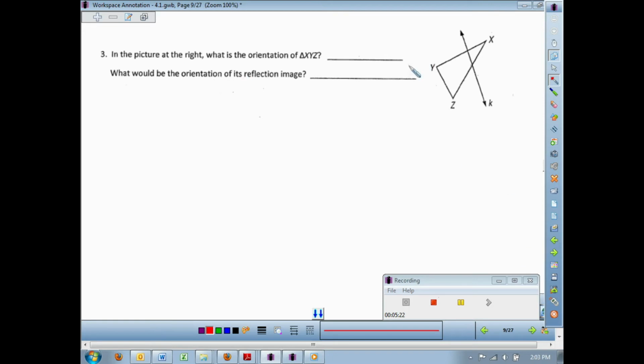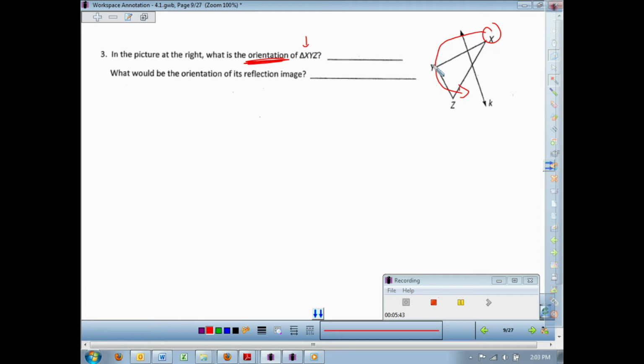In the picture at the right, what is the orientation of triangle XYZ? Orientation, in our own words, means what way around the clock the letters are going. When they call it triangle XYZ, that means start with X since it's the first letter, and just go around the clock X, Y, Z in the order that they tell you.